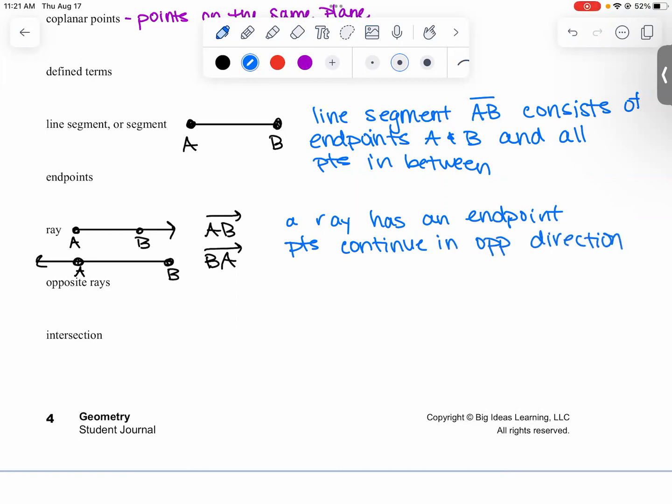Now, do you see the difference between ray AB and ray BA? The endpoint of the ray has to be named first. It has to be. Okay.